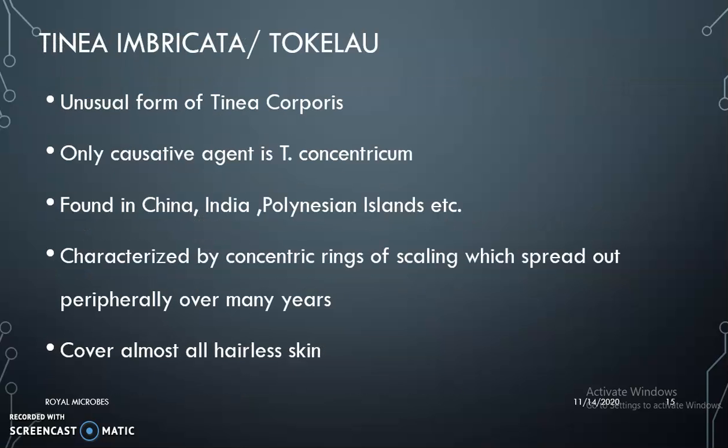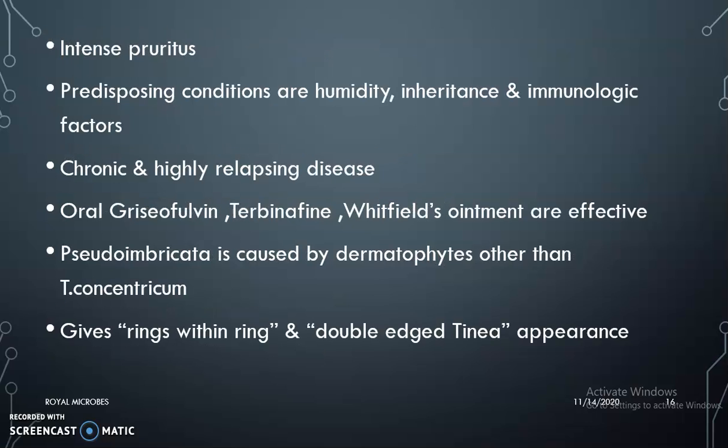Third clinical manifestation is tinea imbricata, an unusual form of tinea corporis. The only causative agent is Trichophyton concentricum, found in China, India, Polynesian islands, etc. It is characterized by concentric rings of scales which spread out peripherally over many years and cover almost all hairless skin. Intense pruritus can be seen.